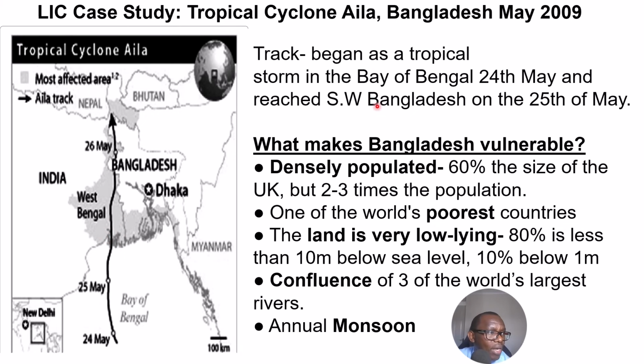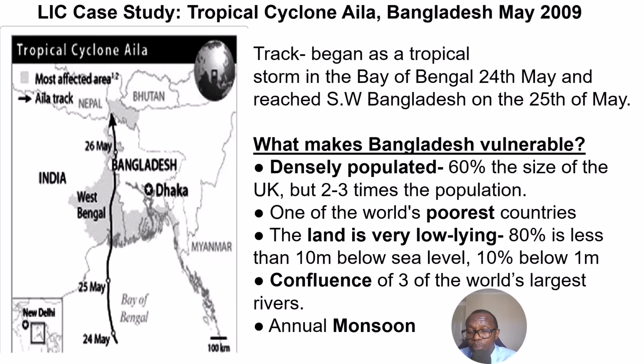Now, what makes Bangladesh vulnerable then? So Bangladesh obviously is a very poor country, and it's one of the world's poorest countries, and that's one of the reasons why it's so vulnerable, because if they get a tropical storm like this one, they are likely not to be as prepared as a richer country would be. Then the second reason why the country is vulnerable is because it's very densely populated. Bangladesh is 60% the size of the UK, but with 2 to 3 times the population of the UK. That means that it's quite densely populated.